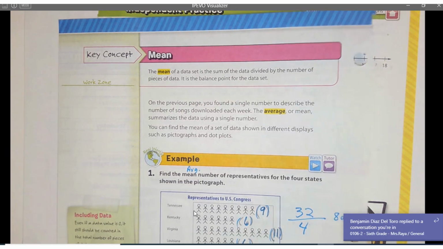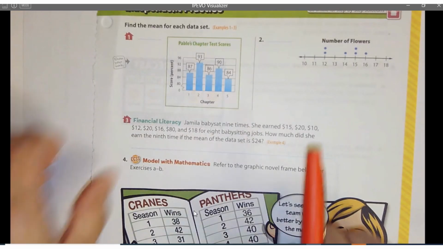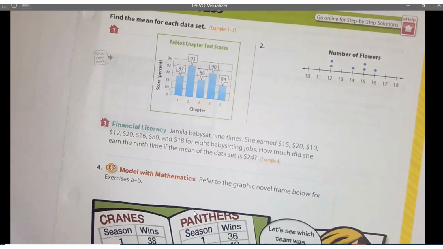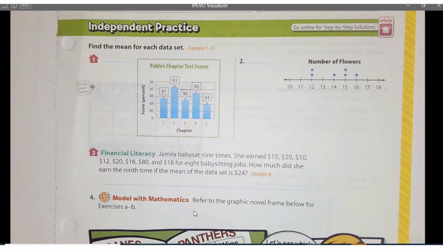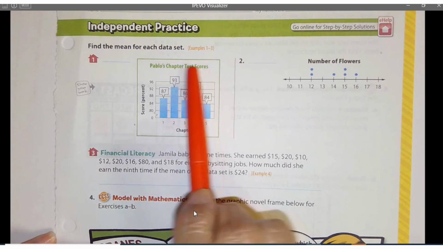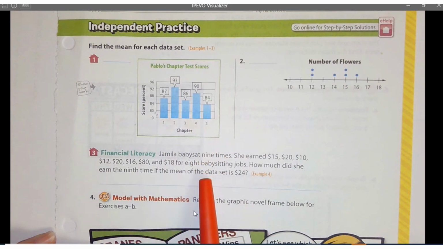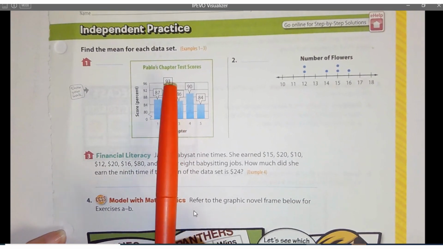All right, so let's go ahead and just do a couple of practice ones here. Let's look at this data set that we have right here. This is from the independent practice, so obviously you will not be getting this for homework today. For homework, I'm going to give you something else. But I really like these charts because I think these are true examples of how you would use these in real world problems. In this case, we're talking about Pablo's chapter test.